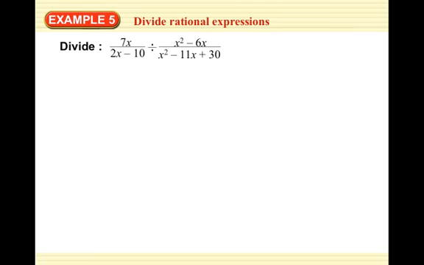All right, so we're going to do 7x divided by 2x minus 10, that whole fraction divided by x squared minus 6x over x squared minus 11x plus 30.